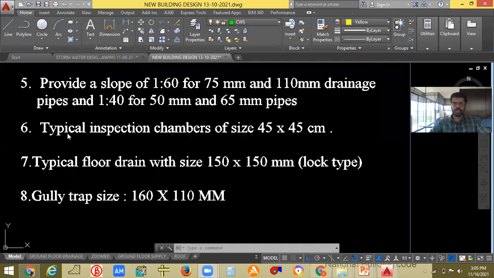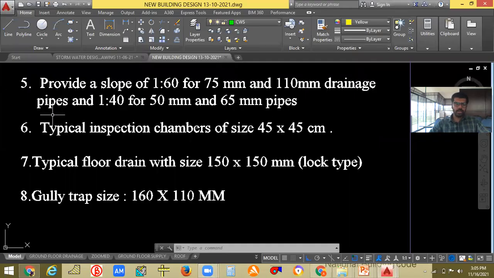Let me open my CAD. So normally, let me share my screen. I think you can see the CAD drawing.